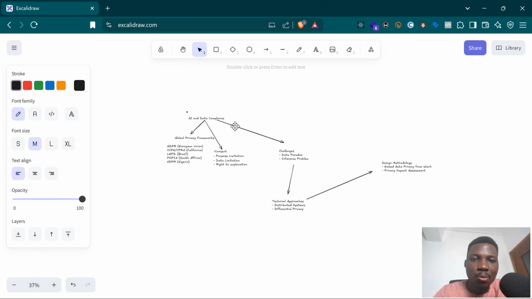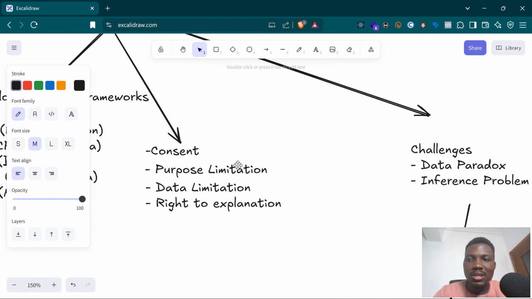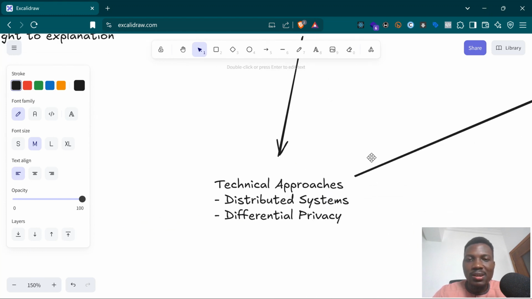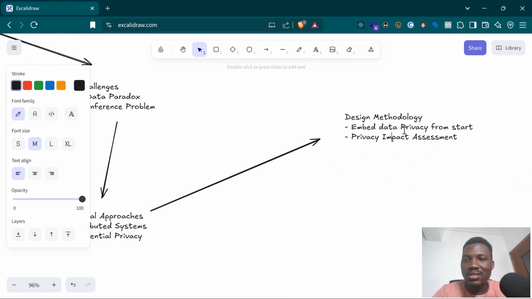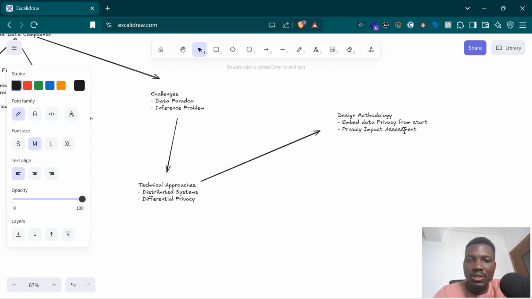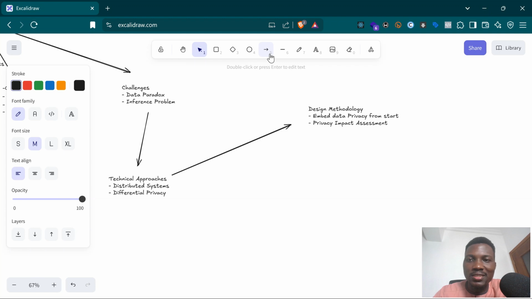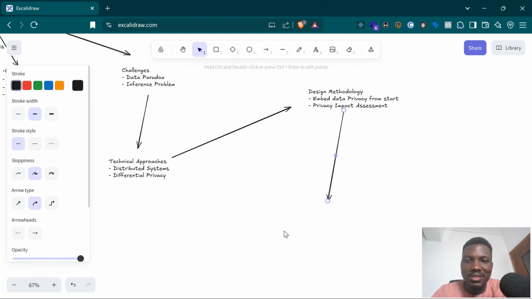From global framework to looking at the commonality between all of those, looking at the challenges, looking at the technical approach. Then, of course, your design methodology. The next is to have a checklist. At the end of the day, what really helps you is having a checklist to do all of these things. Because if you don't have a checklist, it will just be very difficult to implement any of these things.